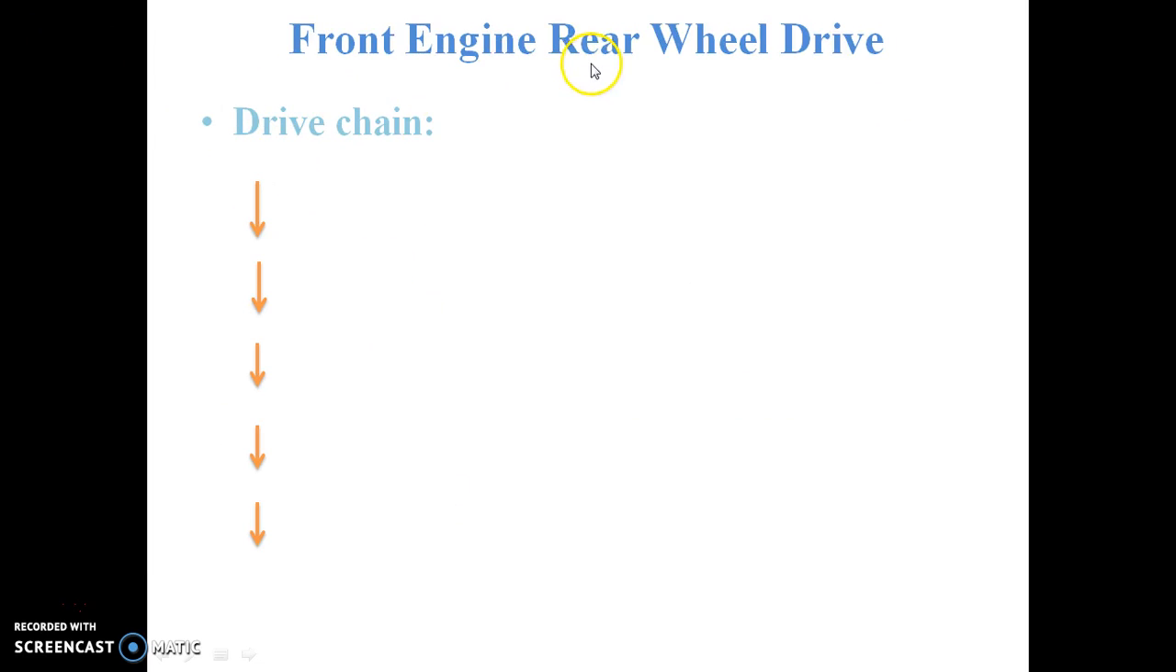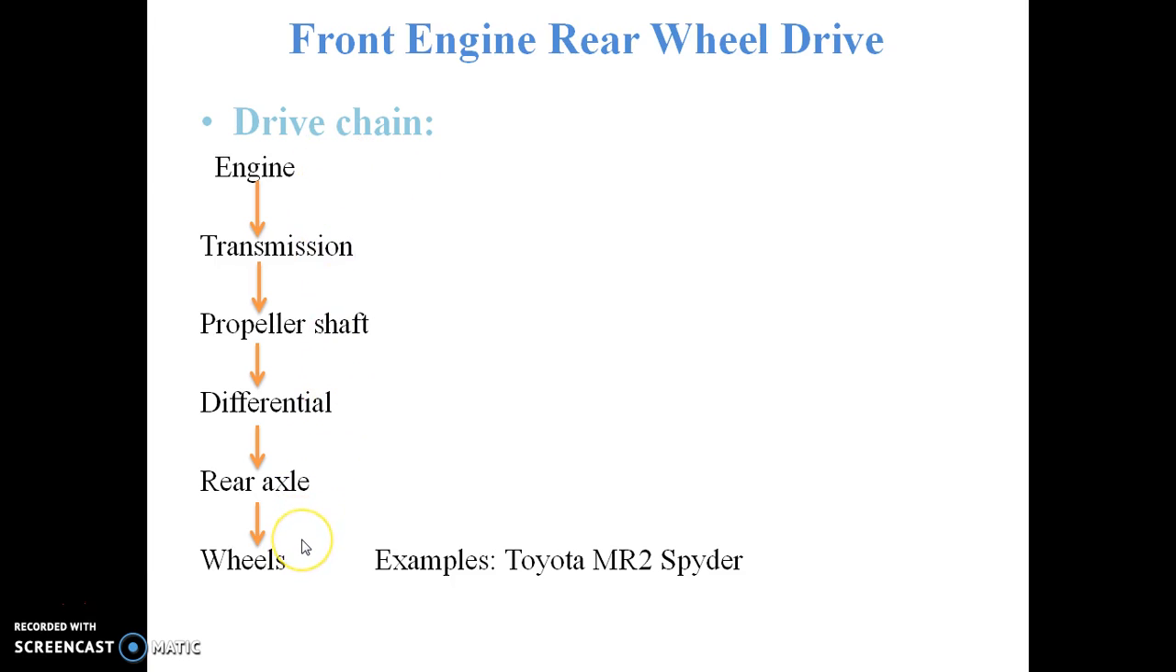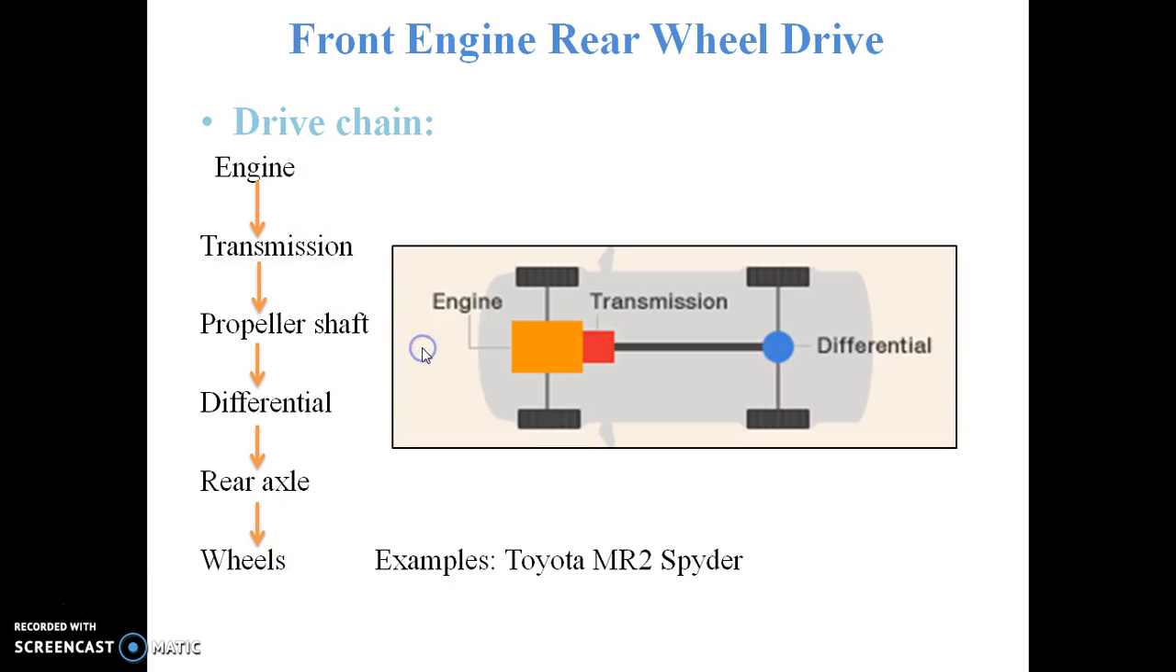The first is front engine, rear wheel drive. So in this case, the engine is mounted at the front, whereas the power is to be transmitted to the rear wheel. So this is the particular drive chain for the front engine, rear wheel drive. In this case, the power is transmitted from engine to the transmission system. The transmission system mainly consists of clutch and the gearbox. Then from the transmission system, the power is transmitted to the propeller shaft to the differential, and from the differential it is transmitted to the rear axle and then to the rear wheels.